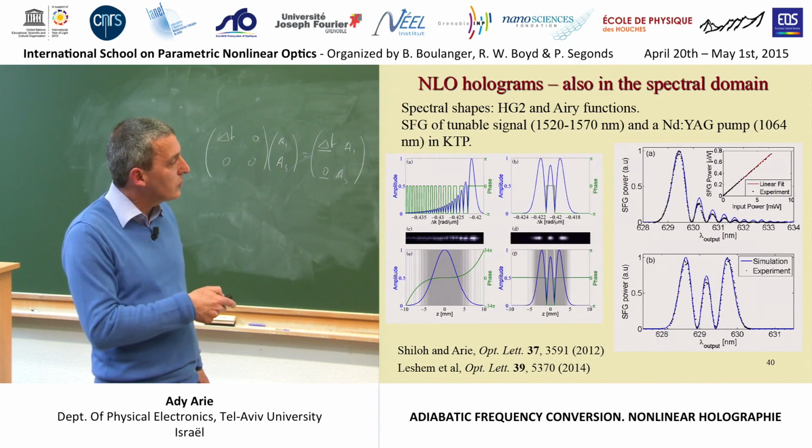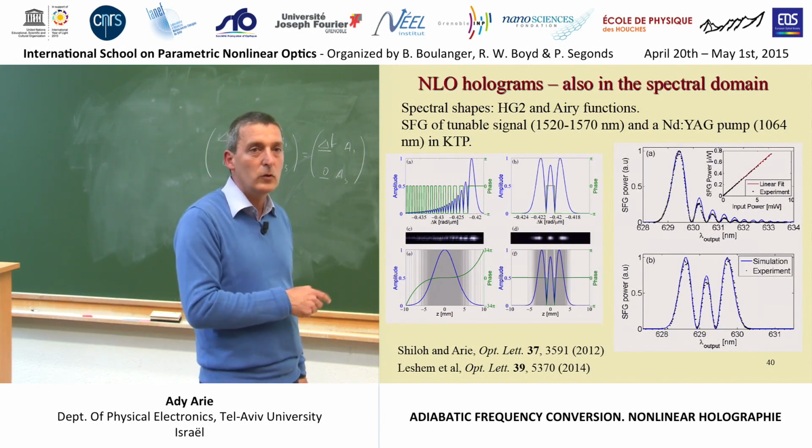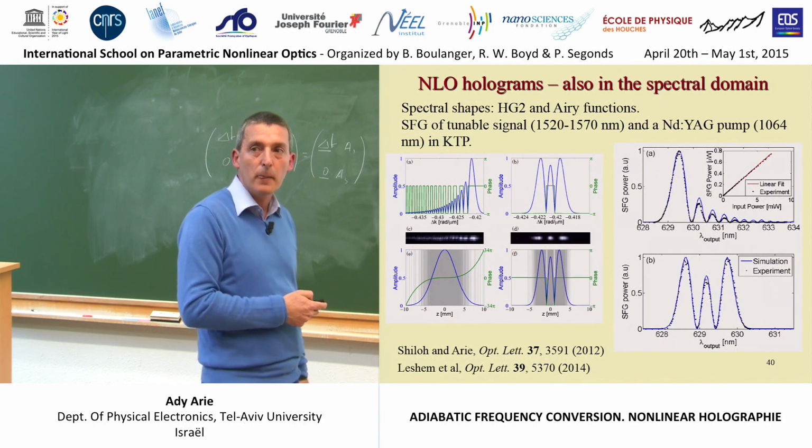And also here it's shown only for the amplitude, but you can also control the phase. So it could be useful, let's say, for chirp, to add chirp or remove chirp, or in general to do temporal shaping of pulses.